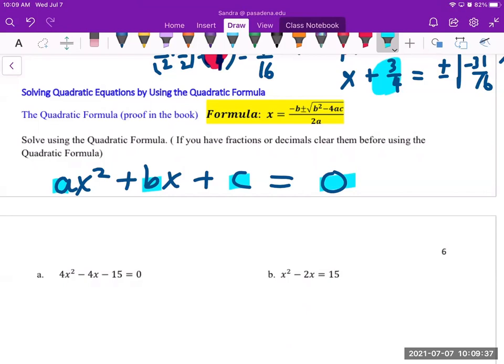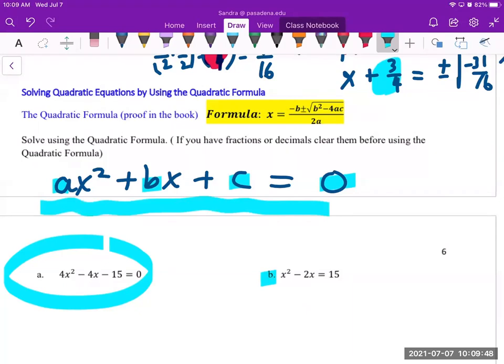Okay, so I'm going to do example B and you will do A. As you can see, example B is not in this form, so I have to put it into that form. I have to move the 15 to the left side. So this is going to be x squared minus 2x minus 15 equal to 0. Now I'm going to compare them. I don't have an a here, but I do have a b and I do have a c.